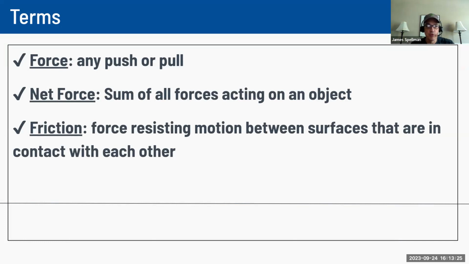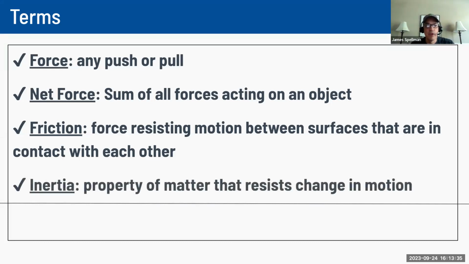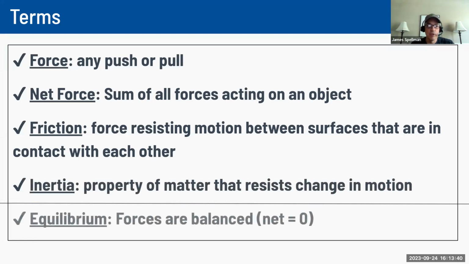Oftentimes when things are moving along a surface, we discuss friction, or we say to ignore friction. But friction is the force that's going to resist the motion between two surfaces that are in contact with each other. Inertia can simply be thought of as a property of matter that resists a change in motion. And we can sometimes use the word equilibrium as well. You see the root there of being equal. That's going to be when our forces are balanced. So that's when we have a net force of 0. So there may be forces acting upon it, but if they all cancel each other out in equal and opposite ways, then that object would be at equilibrium, and it would continue doing whatever it was doing in terms of its motion.